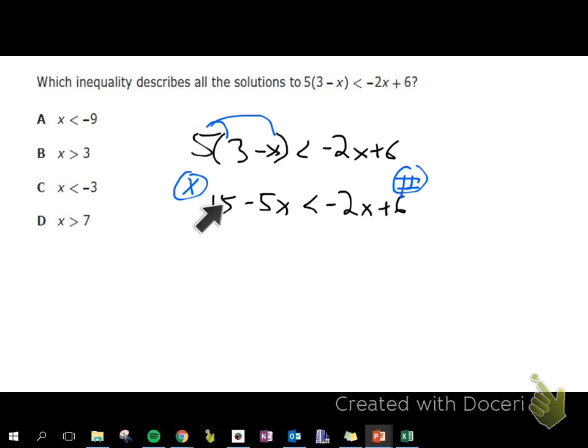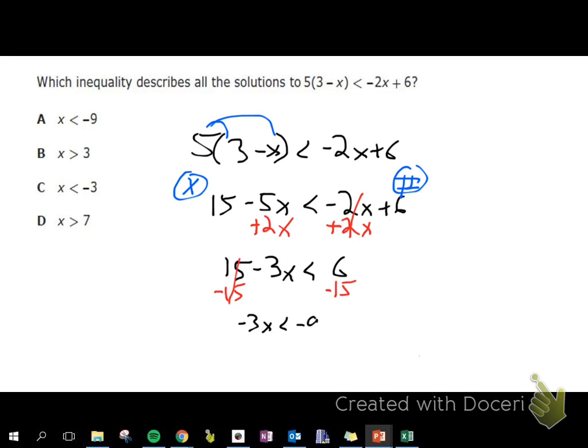Well, if I want all variables on the left side of my equation, I've got this negative 2x. That's a term that has a variable. I want it on the left side of my equation. I can do that by adding 2x to each side. And then I have 15 minus 3x, because negative 5x plus 2x is negative 3x. And that's going to be less than 6. I've already said that I want all numbers on the right side of my equation. So I have a constant right here of 15, and it needs to be on the right side of the equation. So I'll subtract 15 from each side and get it over there. And now I'm here. Negative 3x is less than negative 9.